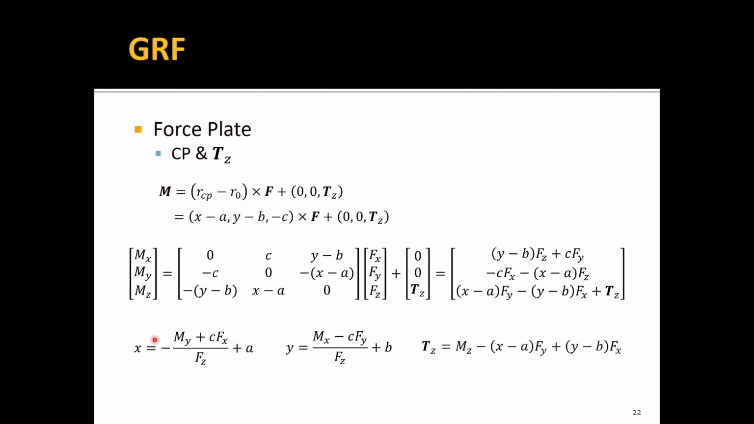And in this one, y is the unknown value, again the y component of the center of pressure, and these are all known values. So we will be able to calculate this value, and this one as well. Once we get the x and y from this calculation, this part will no longer be an unknown value. Then we will be able to calculate Tz, the twisting moment.